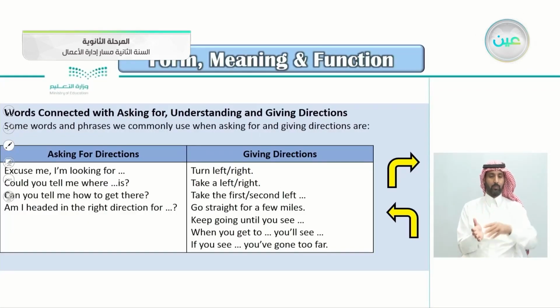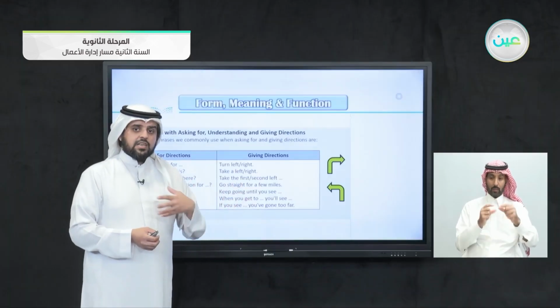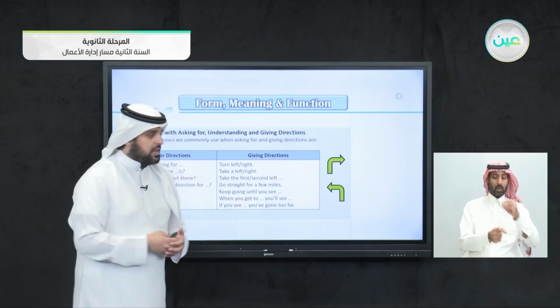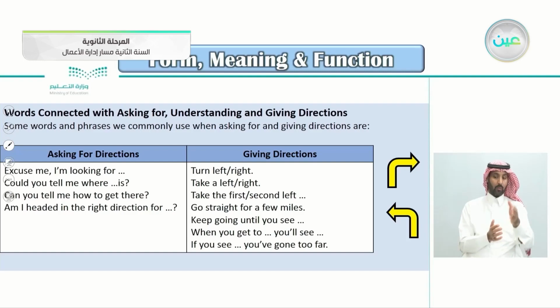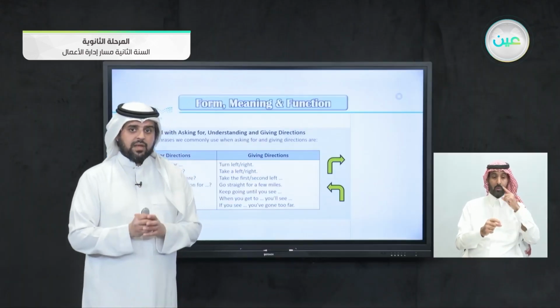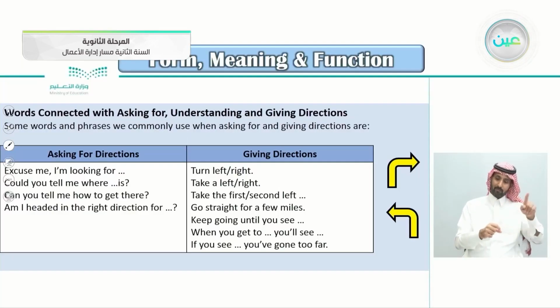The third sentence, "Can you tell me how to get there?" For example, when you ask someone, "Do you know where the bank is?" Maybe he'll say yes. "Can you tell me how to get there?" So then he will give you the directions. "Am I headed in the right direction for the bank?" Maybe yes, maybe no. So all of these sentences are asking for directions.